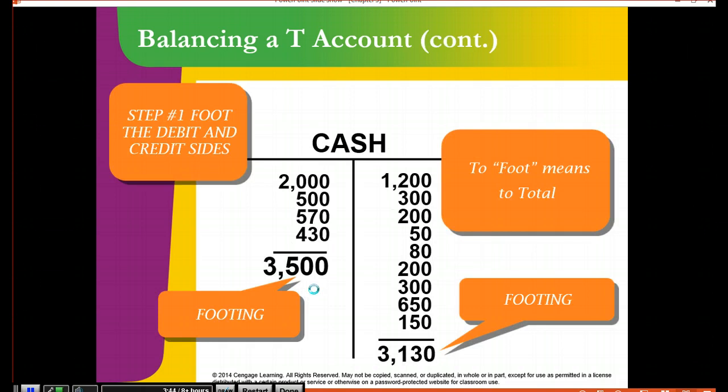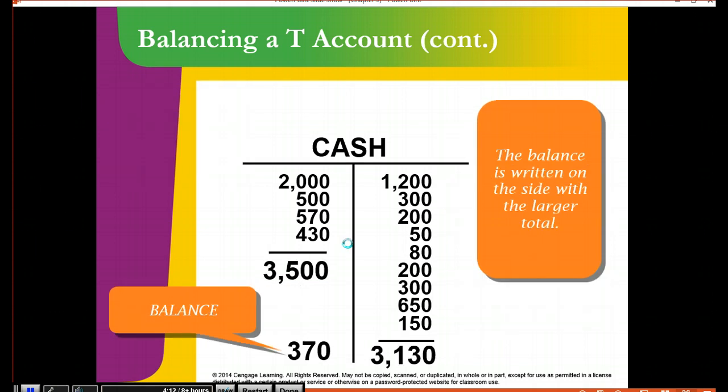Okay, so cash. Here's everything that happened to cash in this period. You had 2,500 debit, 570 debit, 430 debit, 1,200 credit, 300 credit. All of these transactions were affecting cash. We footed it, and it was 3,130 for credits and 3,500 for debits. And our balance would be on the debit side with a 370.